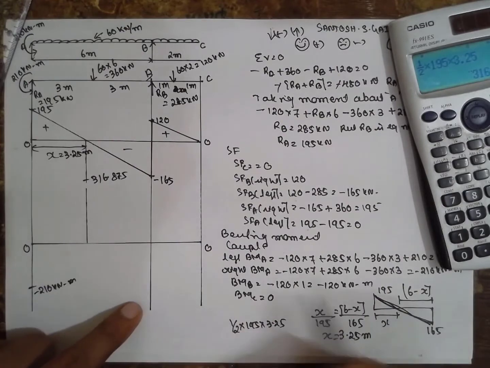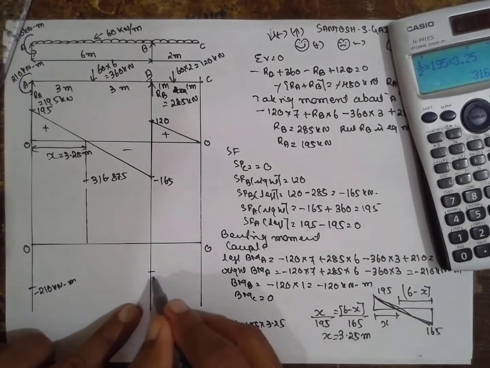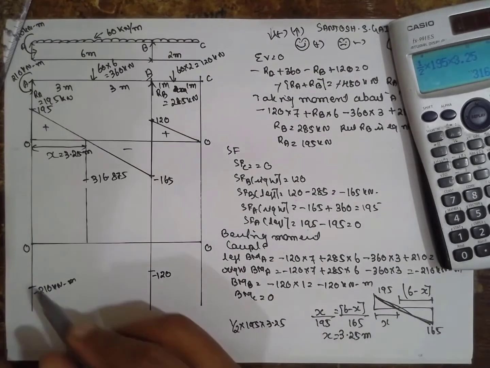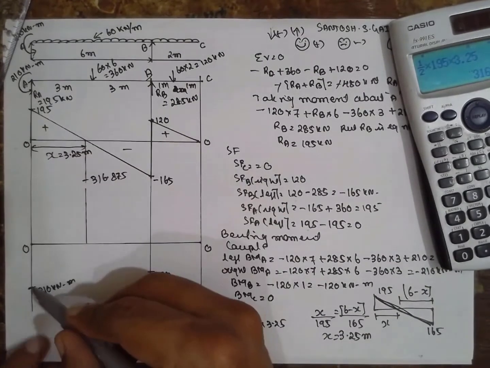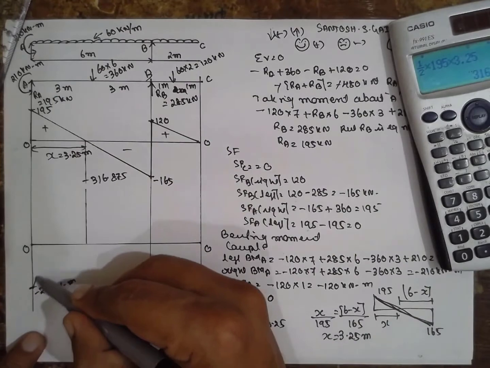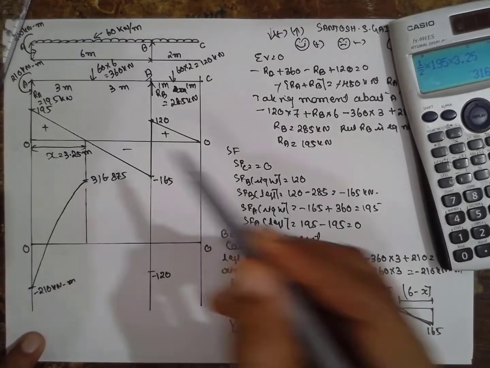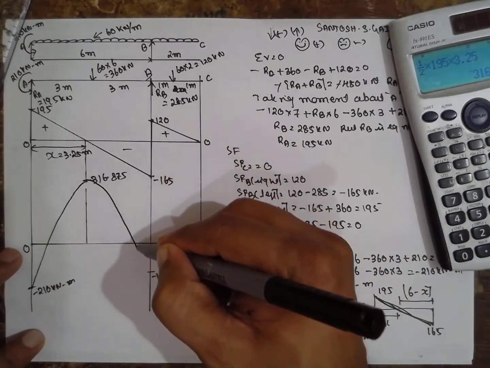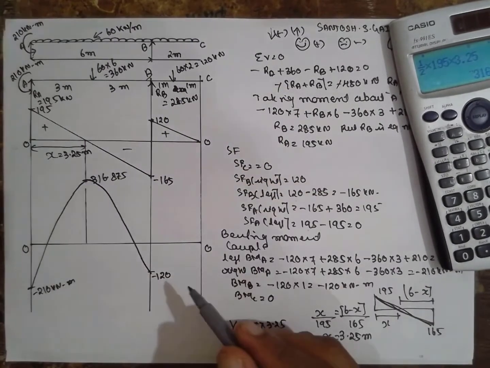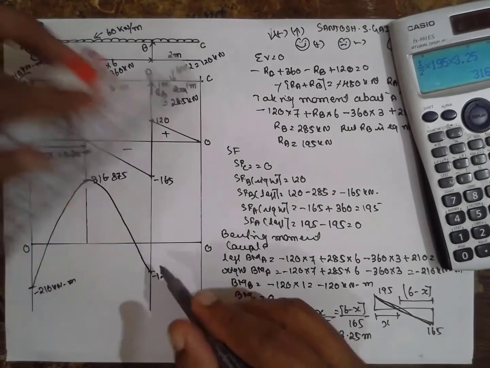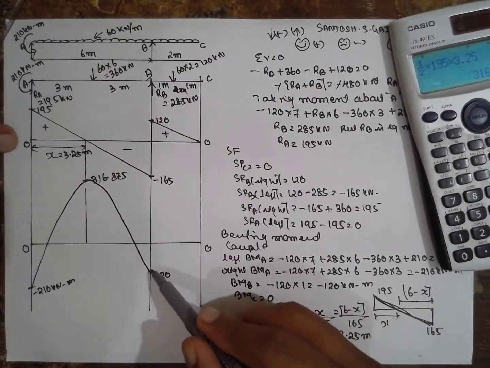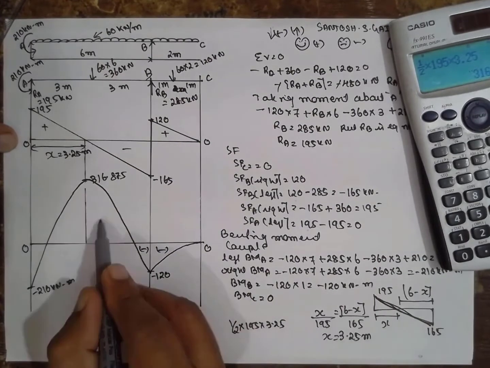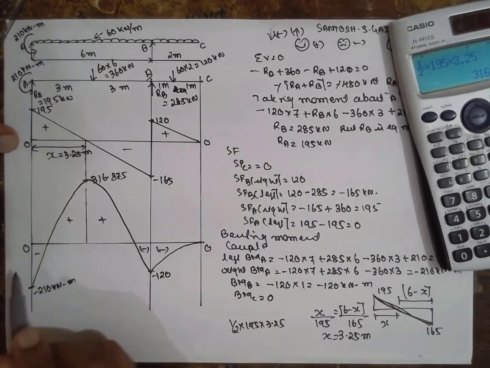Next is at B, it is 120 kilonewton, and this is 0. That means because of UDL it will be a parabola in this way. And there is a straight line here. No, there is a parabola because UDL is there. Negative, negative, positive, positive, and negative.